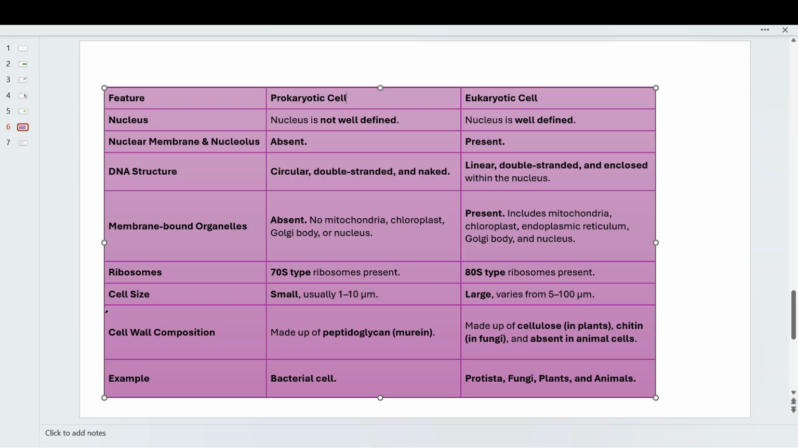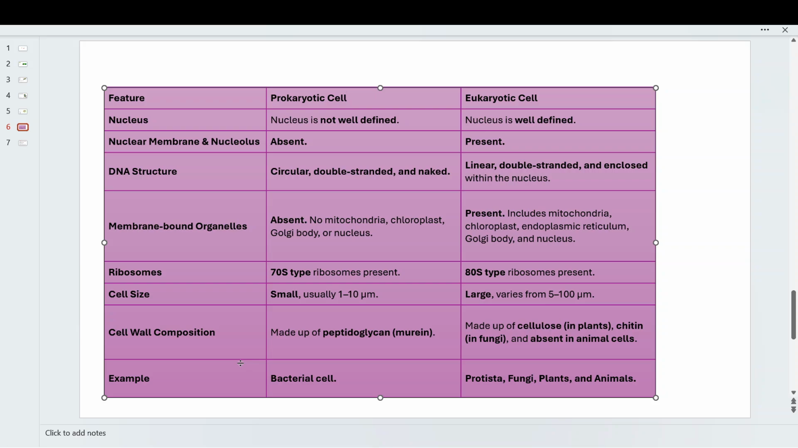Another character is membrane-bound organelles. Mitochondria, chloroplast, Golgi bodies, and nucleus are membrane-bound cell organelles, which are absent in prokaryotic cells and present in eukaryotic cells. Ribosomes: in prokaryotic cells, 70S ribosomes are present, and in eukaryotic cells, 80S ribosomes. Cell size is small in prokaryotic cells, usually 1 to 10 micrometers, and in eukaryotic cells it is large and varies from 5 to 100 micrometers.